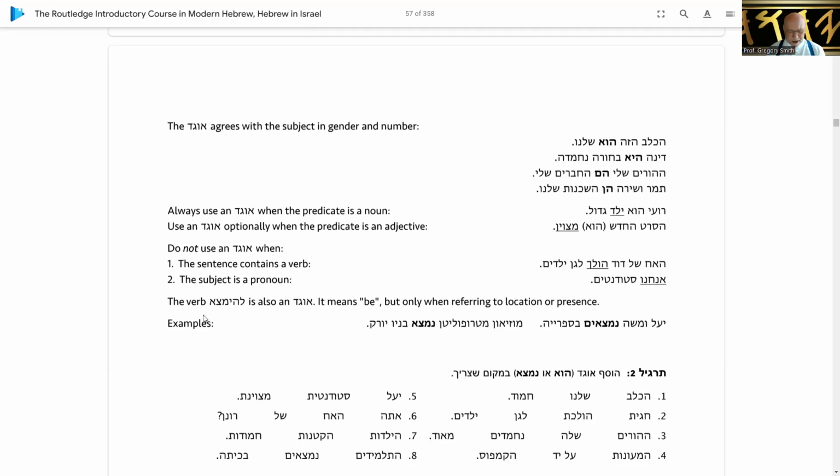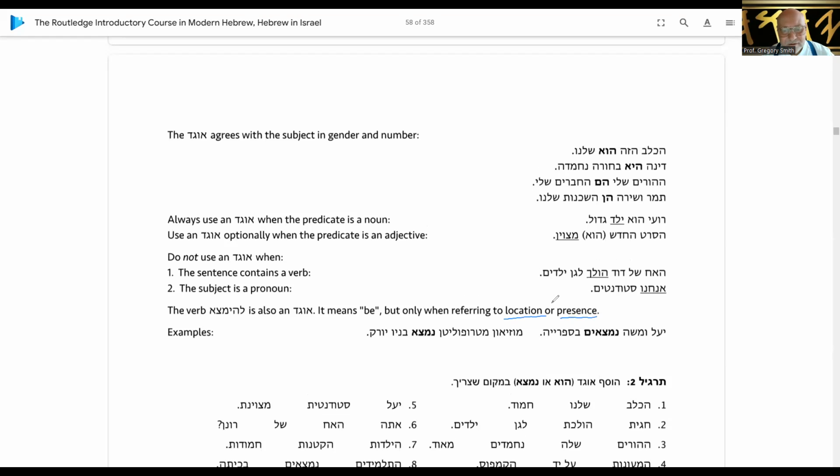Boy, it's a tough one to pronounce. Lehimatse is also in Oged. It means be, but only when referring to a location or presence. Look at that. A location or presence. Wow.